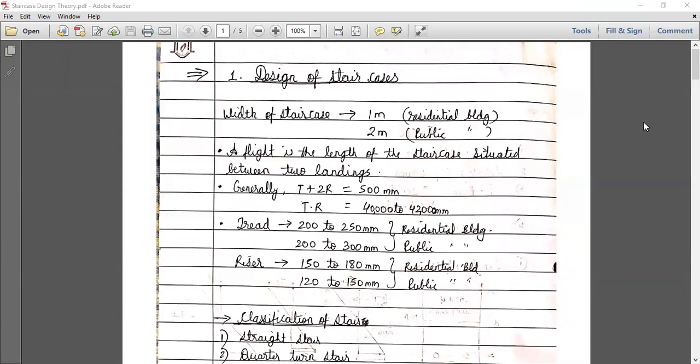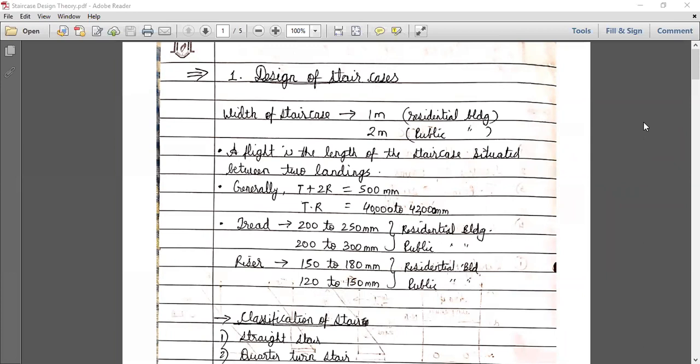So as we have already discussed in general about the staircase, you know the classification of staircase, and the difference between residential and commercial. So let us see that in detail. Generally in case of staircase, for residential we have different dimensions, and for public buildings or commercial we have different ones. The first thing we will see here is the width of the staircase.